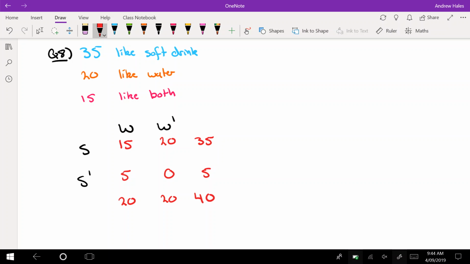Question B. Find the probability that the student likes water but dislikes soft drink. So if they like water but they don't like soft drink, that's this one here. So for question 8B, probability of water and not soft drink, likes water and doesn't like soft drink, that equals 5 out of 40, which simplifies down to 1 out of 8.